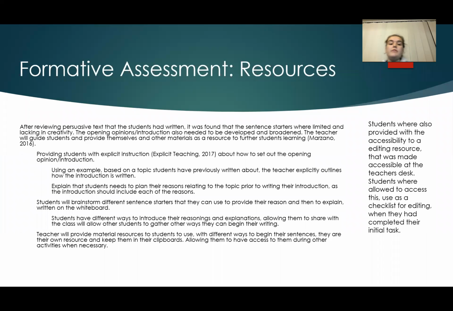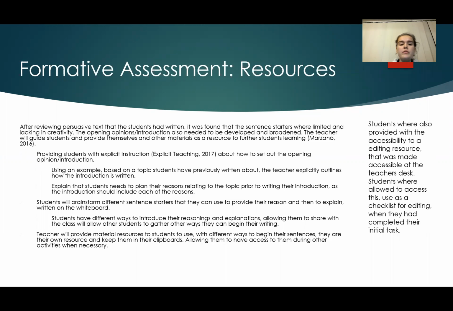Formative assessment resources. I also provided students with a bunch of resources outlining the different ways to produce sentence starters and to develop further their sentence structures with persuasive writing.